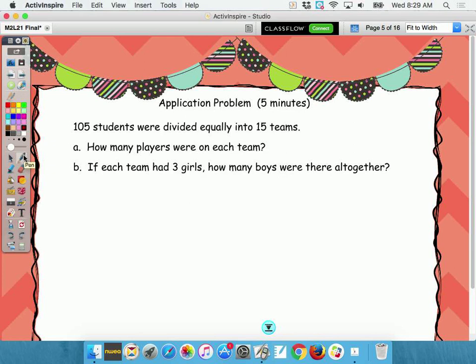Take a look at this application problem for lesson 21. 105 students were divided equally into 15 teams. And you've got two questions, don't you? How many players were on each team? Let's start with that one. Mason, what problem do you think you should do?